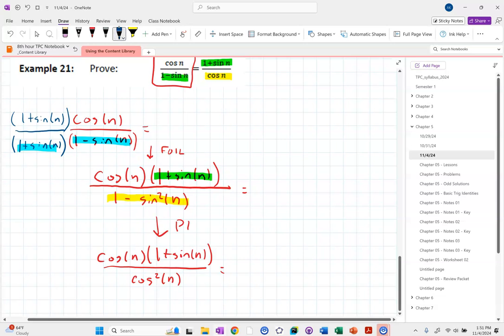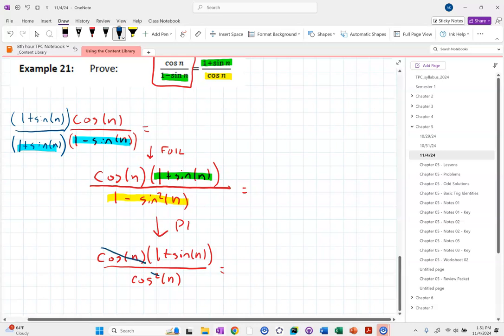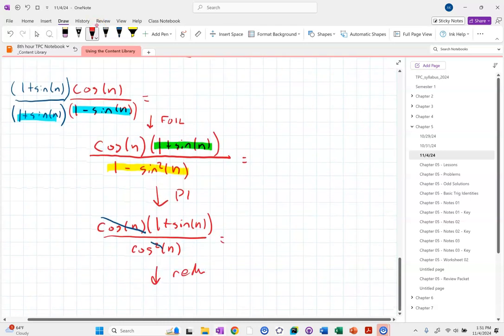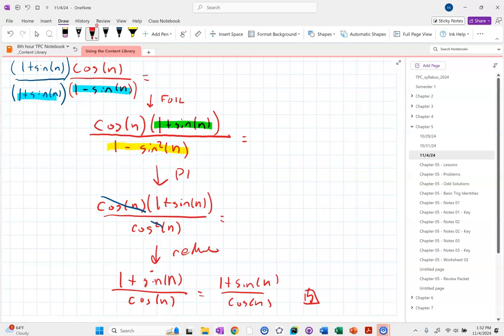What do you guys see to do from here? Yeah, you can reduce. And you're left with exactly what we need, right? So we're done. It's cool. That one seemed a lot easier.